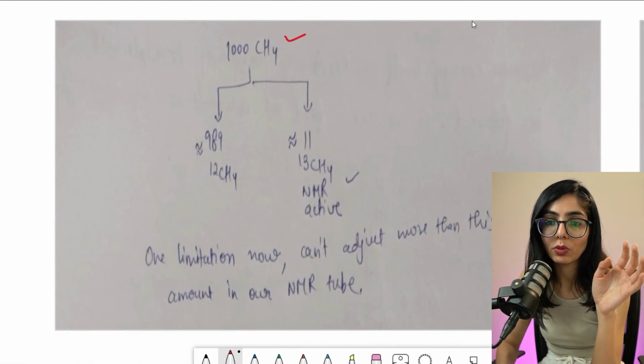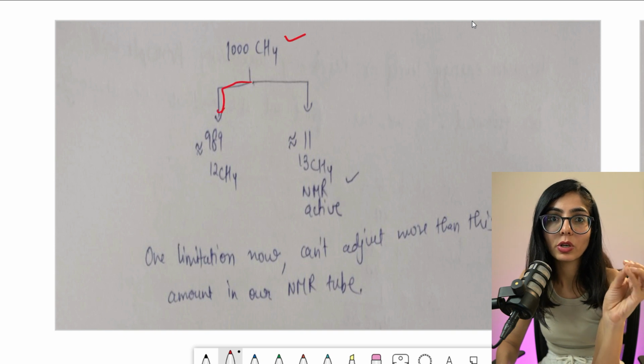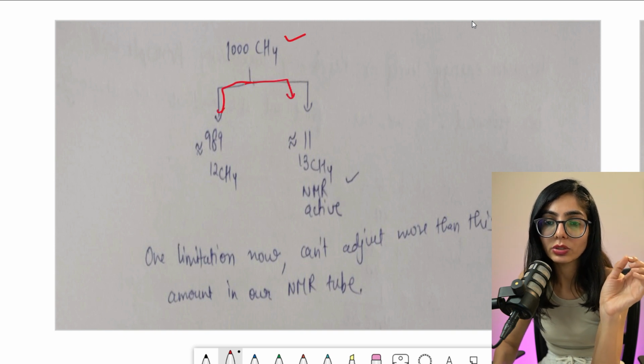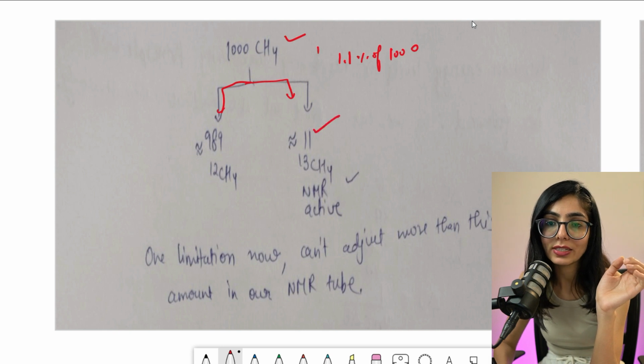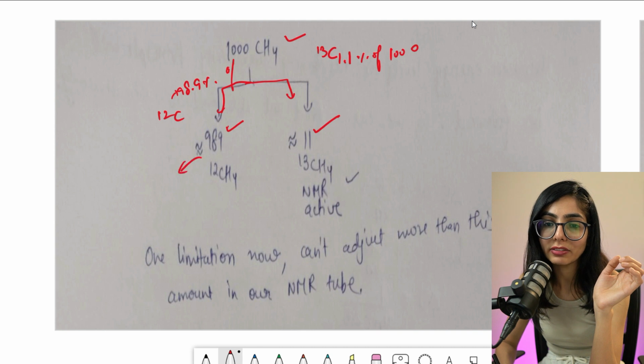So what will happen here? 1000 molecules are there. 1.1% of 1000 would be 11. That is the 13C abundance. 12C abundance is 98.9%, so 98.9% of 1000 would be 989. So 989 molecules are inactive, and 1.1% of 1000 will be active.